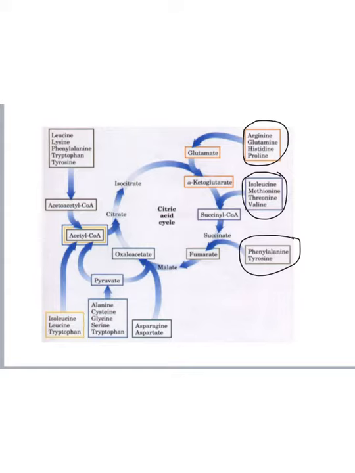So for example, arginine, glutamine, histidine, and proline can be converted into glutamate, which feeds right into the alpha-ketoglutarate intermediate of the citric acid cycle. Isoleucine, methionine, threonine, and valine can feed right into the succinyl-CoA intermediate. So you can see that along this pathway, we can take care of just about every single amino acid in your cell and feed it into the citric acid cycle as a way to oxidize it and break it down.